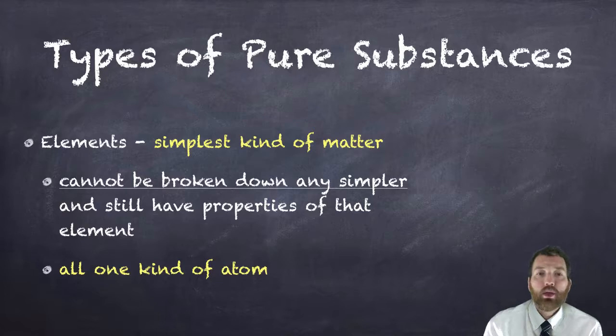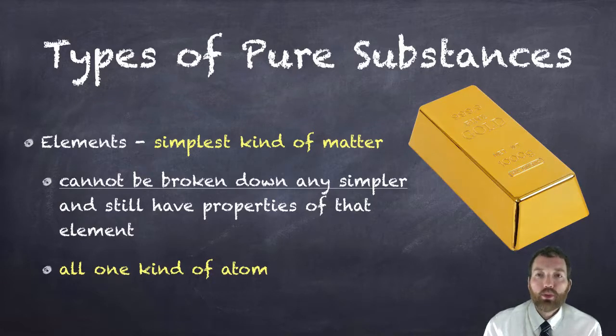Elements are made up of just one kind of atom. For example, this gold bar here, if it's pure gold, is made of just gold atoms. There's no other elements mixed in of any kind. That's why it's a pure substance.